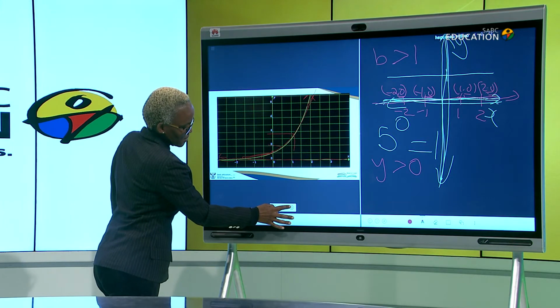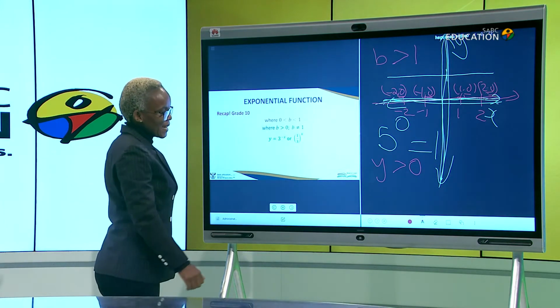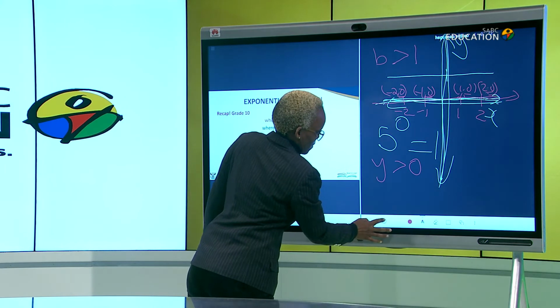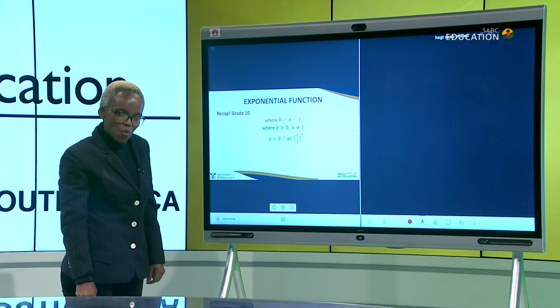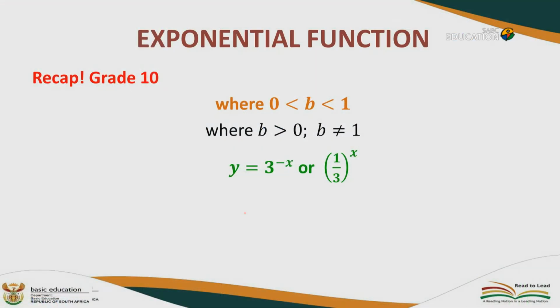Our second case, it's b is greater than 0 and b is less than 1. Remember, on our objective, we said on exponential functions, we'll be looking at two cases. The first case, it's b greater than 1, and we've already spoken about it. Now, our second case is where b is greater than 0 and b is less than 1. Which means now in our second case, the value of b is a fraction.